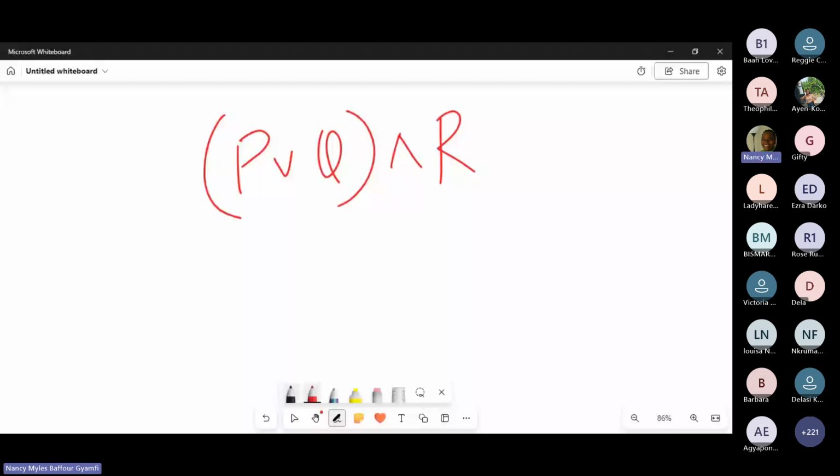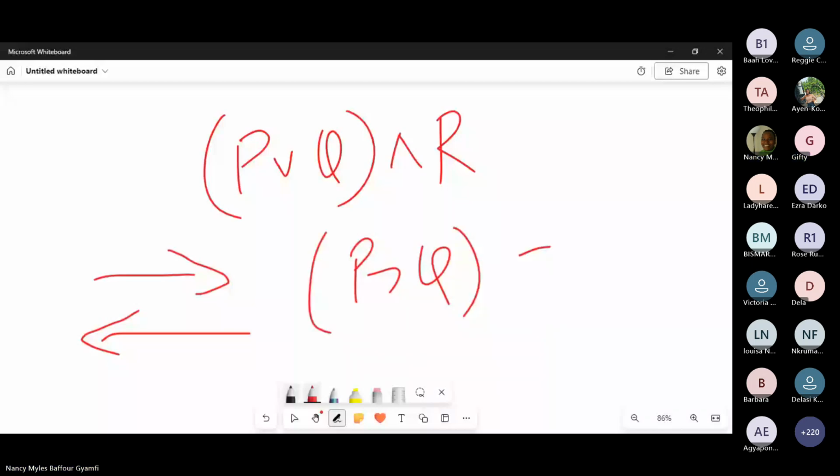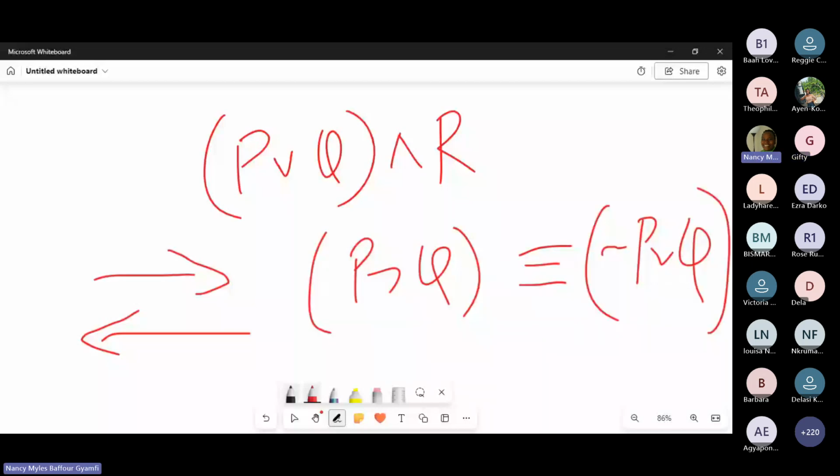So the replacement rules, they go forward and they come backwards. That means if I have P conditional Q, which is your friend, I know you love material implication, it is the same as what? Not P disjunction Q. These two are the same, which means if I am moving from the conditional to arrive at the disjunction in this way, that's the forward movement.